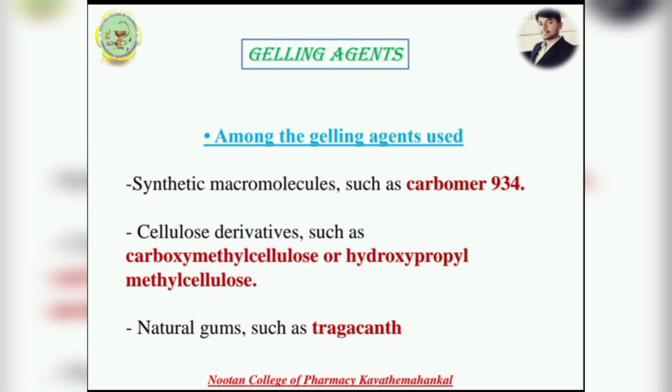For the preparation of gels, the gelling agents used include synthetic macromolecules such as carbopol, carbomer 1934. Second one is cellulose derivatives such as carboxymethyl cellulose and hydroxypropyl methylcellulose. Then natural gums such as tragacanth. These are the gelling agents used in the preparation of the gel.